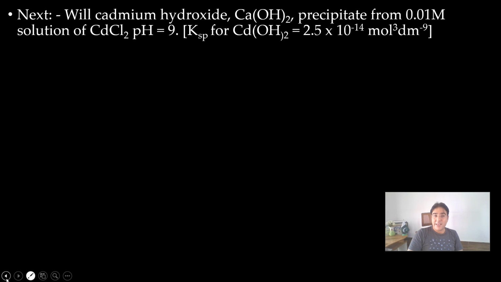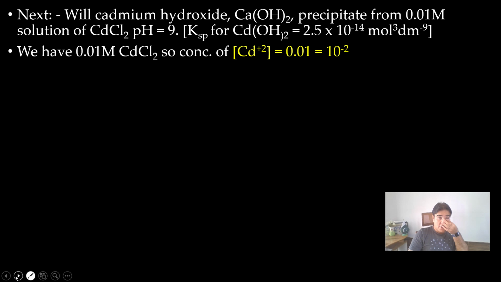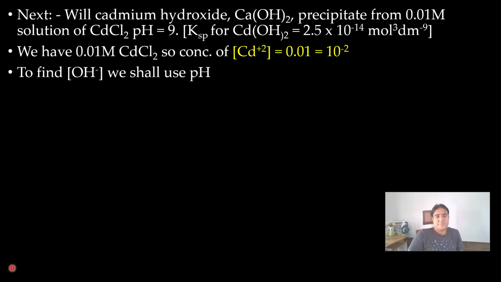0.01 molar CaCl2. Now what is 0.01 molar? This is the concentration of the calcium and OH ions. So if you have 0.01 molar cadmium chloride, which means the cadmium ions are 10 power minus 2 mole per dm cube. Fine, you have cadmium ions. Now 0.01 molar cadmium chloride, it means the cadmium, this is not calcium, it's cadmium hydroxide.